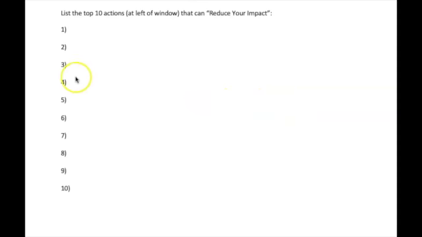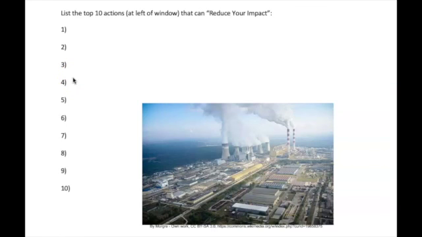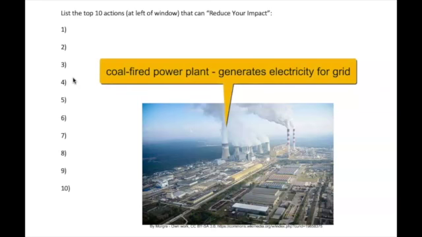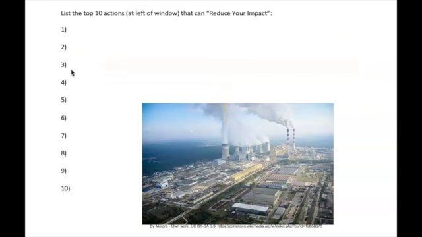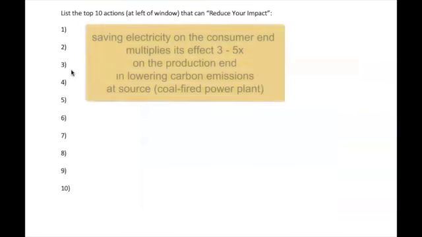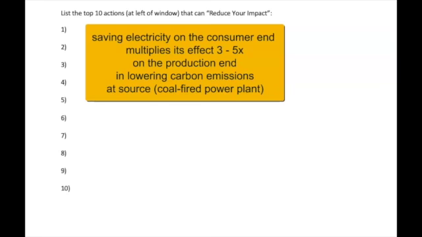One of the easiest ones that you'll find is energy, using electricity. It goes back to typically burning fossil fuels, and that's a link that is not necessarily clear, because you're not burning any fossil fuels in your home, but fossil fuels are burned in order to generate the electricity you use in your home. Saving electricity on the consumer end in your own home actually multiplies its effects 3 to 5 times on the carbon dioxide emissions on the production end. That's at the factory, at the coal-fired power plant.